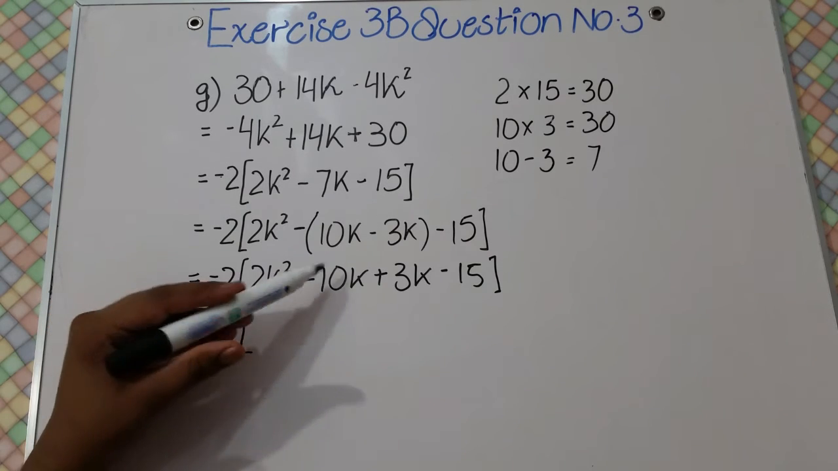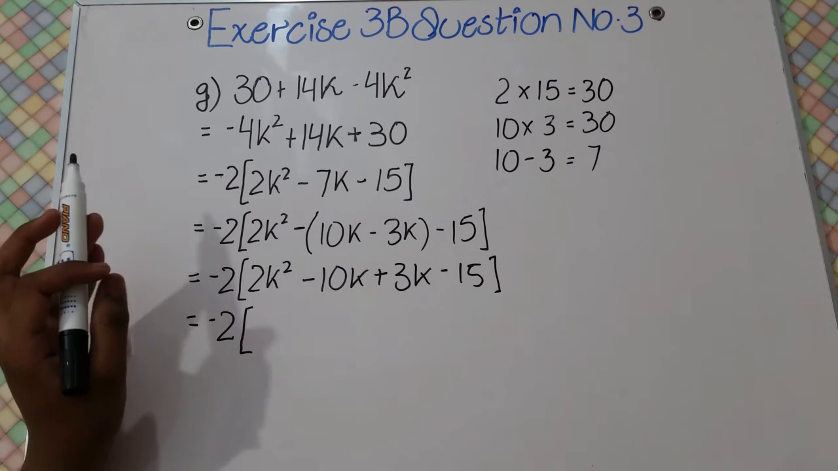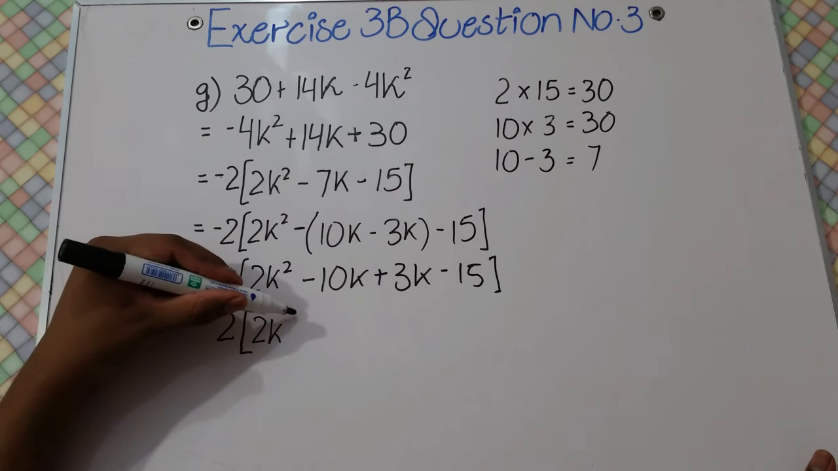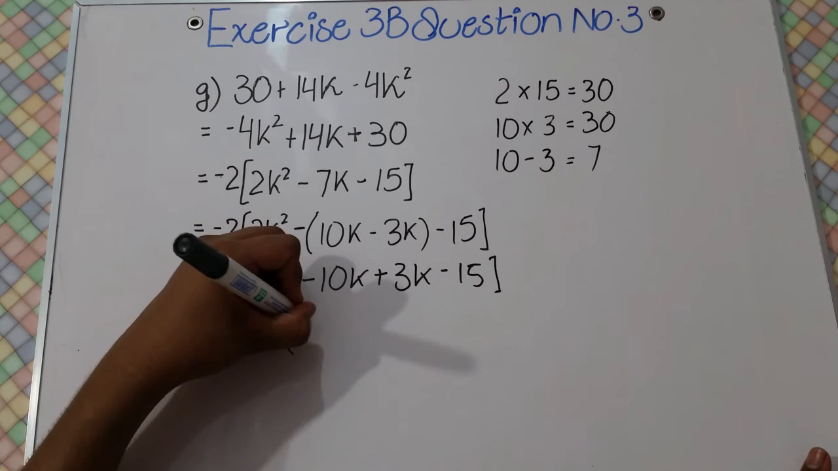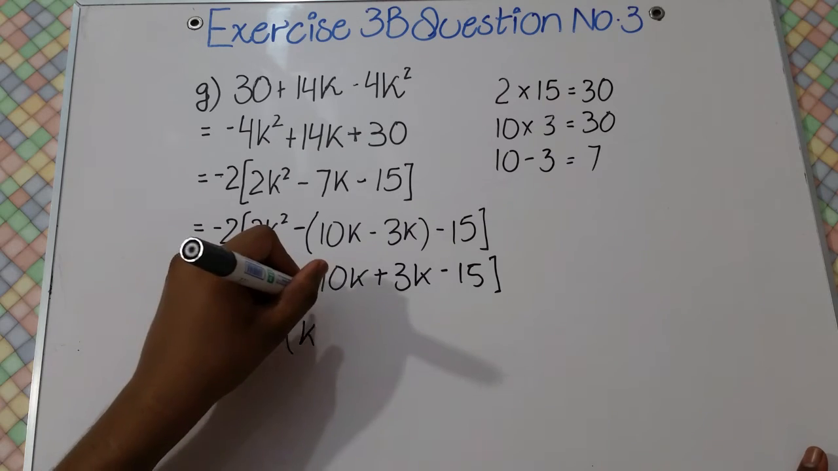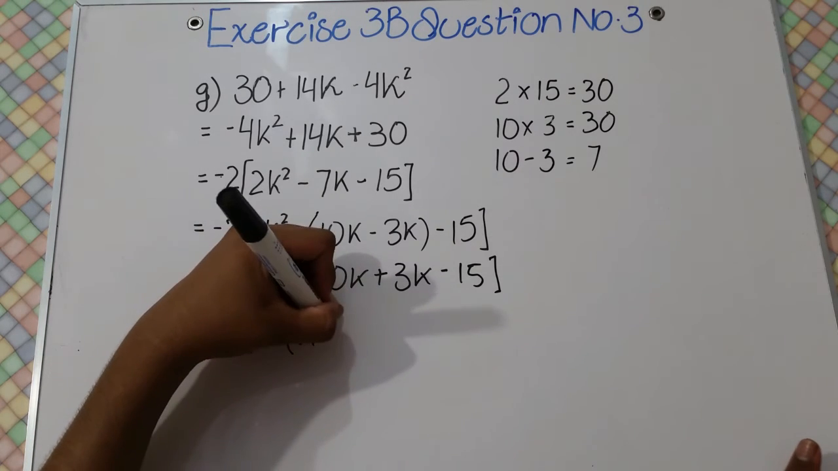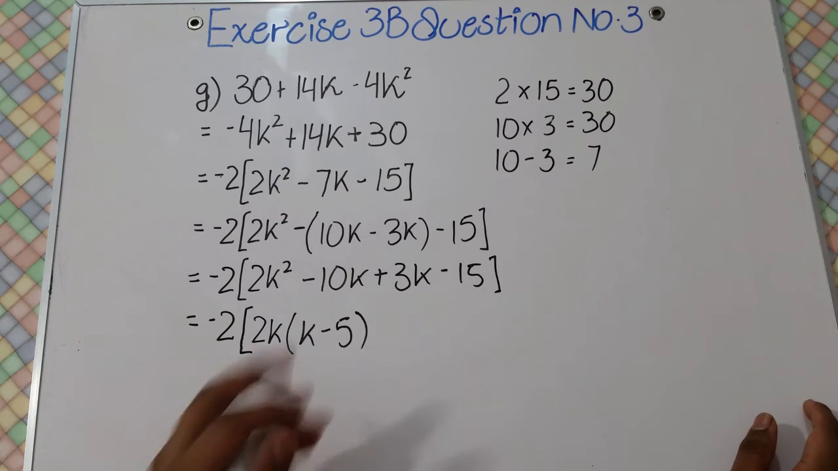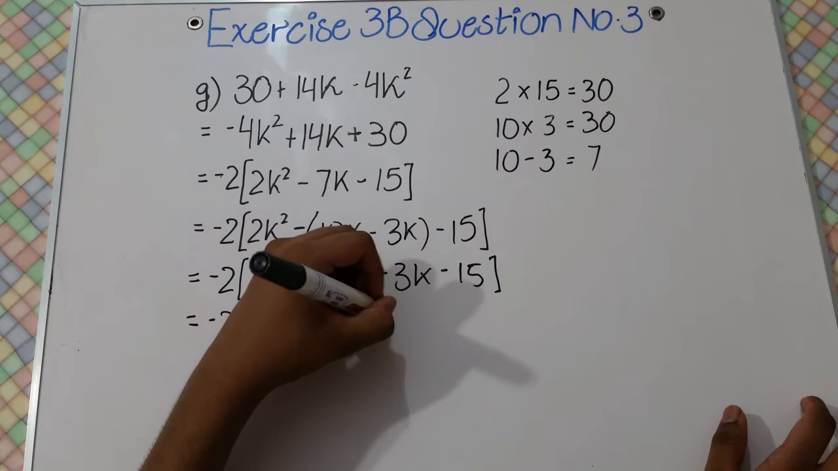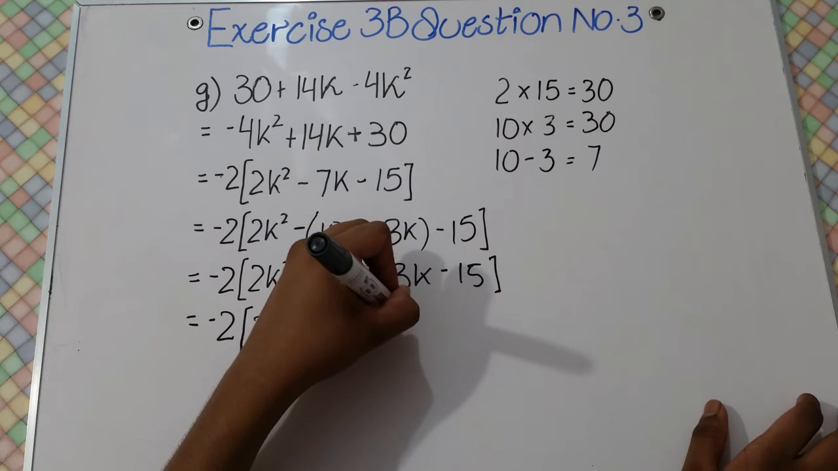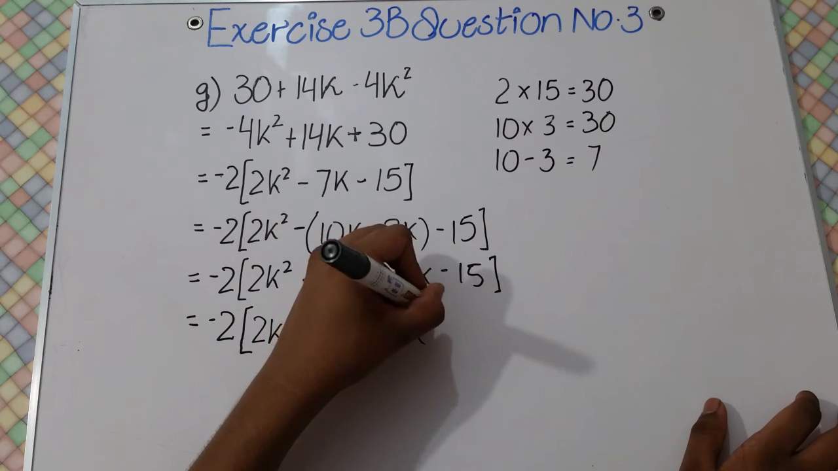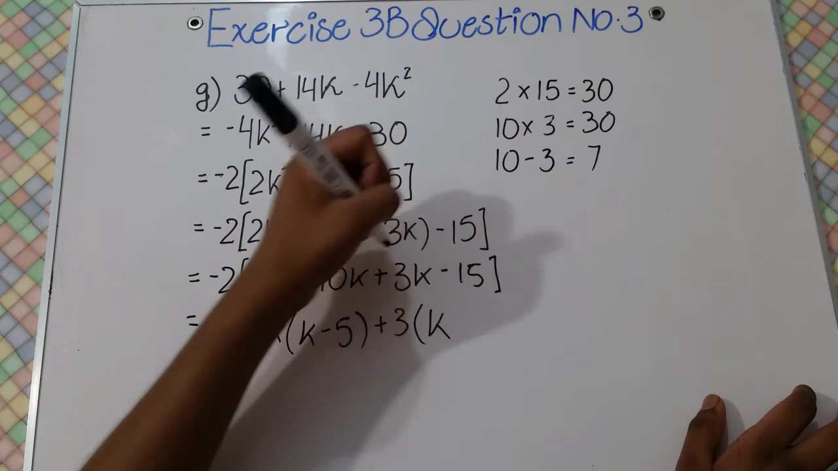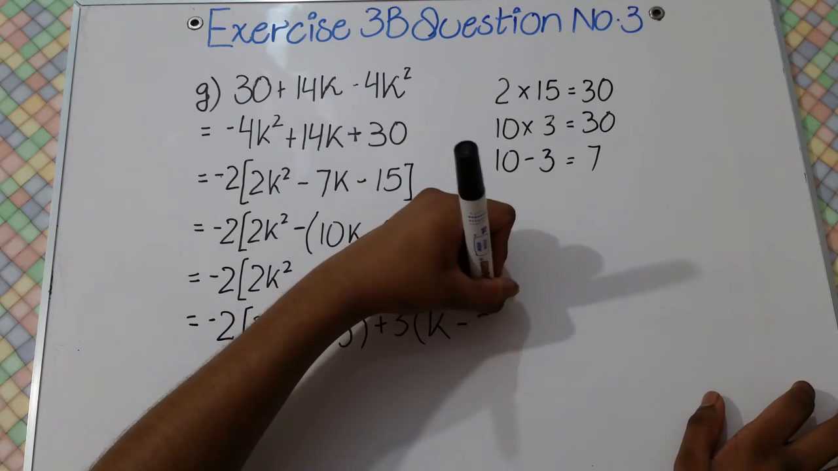So over here in the first two terms, k is common and 2 is also common, so 2k. In the bracket I'm going to write one more k, and then 2 5s are 10, so minus 5. Then in this bracket 3 is common, so plus 3 bracket k, and then 3 5s are 15, so plus minus is minus, 3 5s are 15.